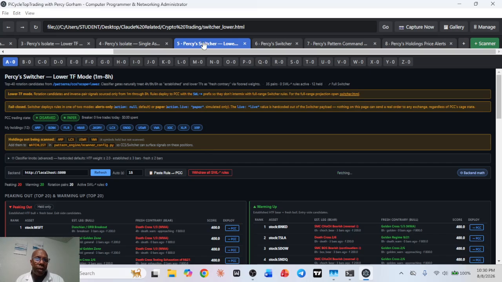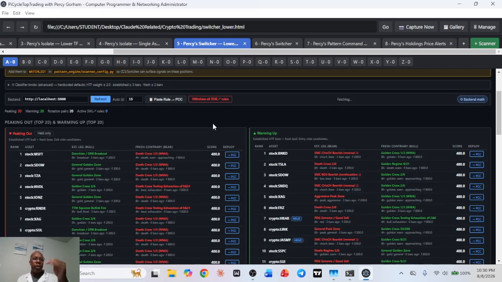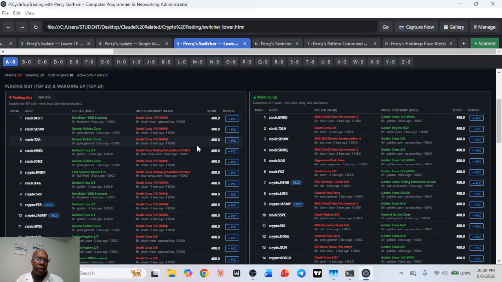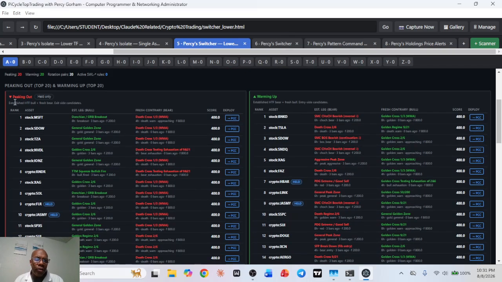We have the switcher for the lower time frame, 1 minute to 8 hours, and the upper. And what is nice about the switcher is we can switch from one asset to the next. Now the computer is going to give suggestions because everything is constantly called out. We got confirmation. So just like we saw in the screener, now we have a score.